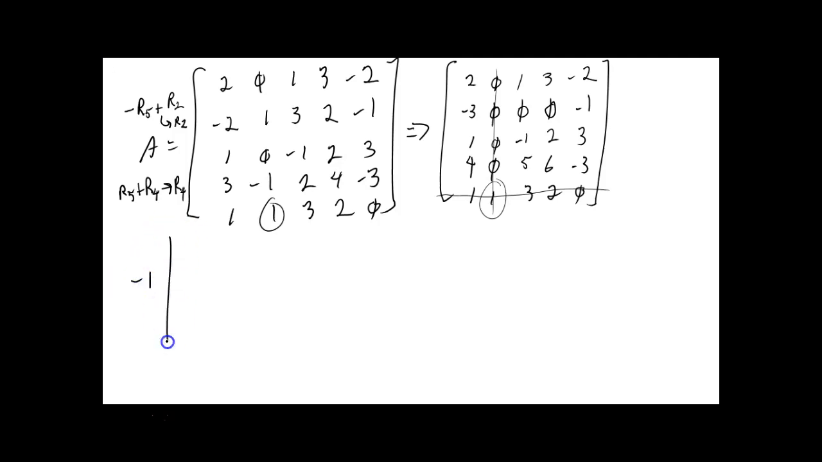times the determinant of what's left. And what's left here is a 2, 1, 3, negative 2. Negative 3, 0, 0, negative 1. 1, minus 1, 2, 3. Is there a question? See what we're doing? Is it making sense? Okay, you tell me the last one. 4, 5, 6, negative 3. Perfect. Okay? But that's some determinant to mess with.